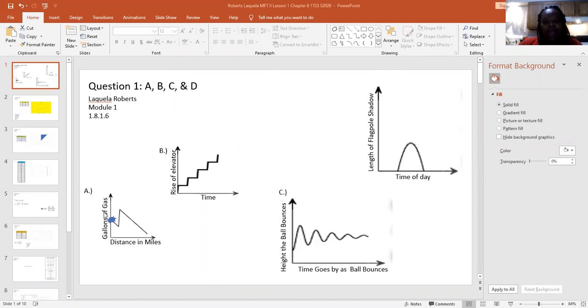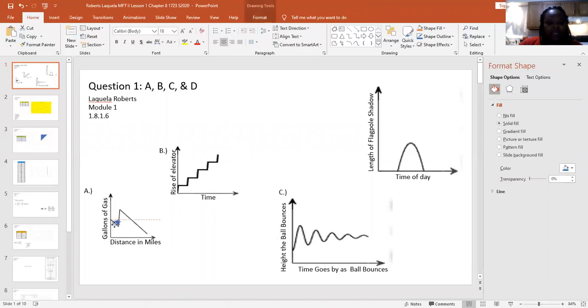So, what we have here is the distance in miles is our x-axis, and our gallons of gas is our y-axis. So this little thing that you see right here is the shape that is the starting place of the vehicle. The place of the vehicle that was traveling zero distance, and how many gallons of gas it had in its tank.